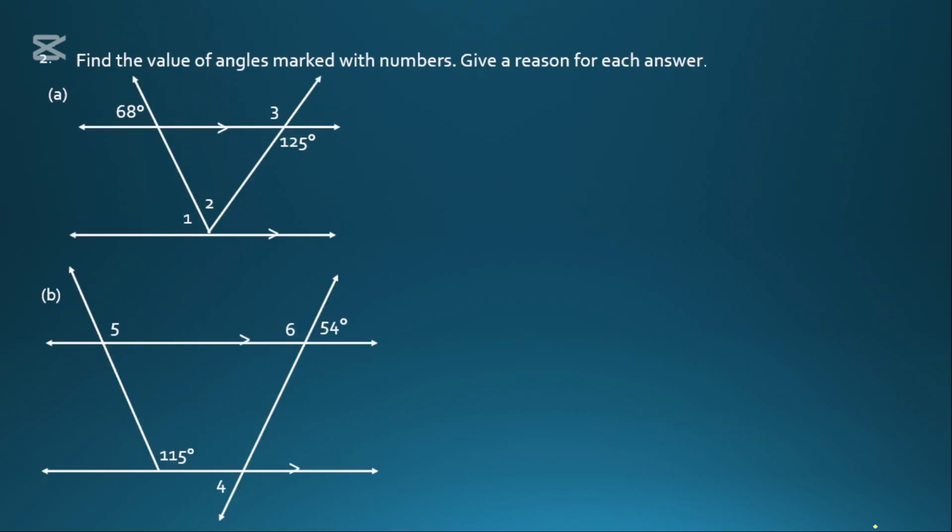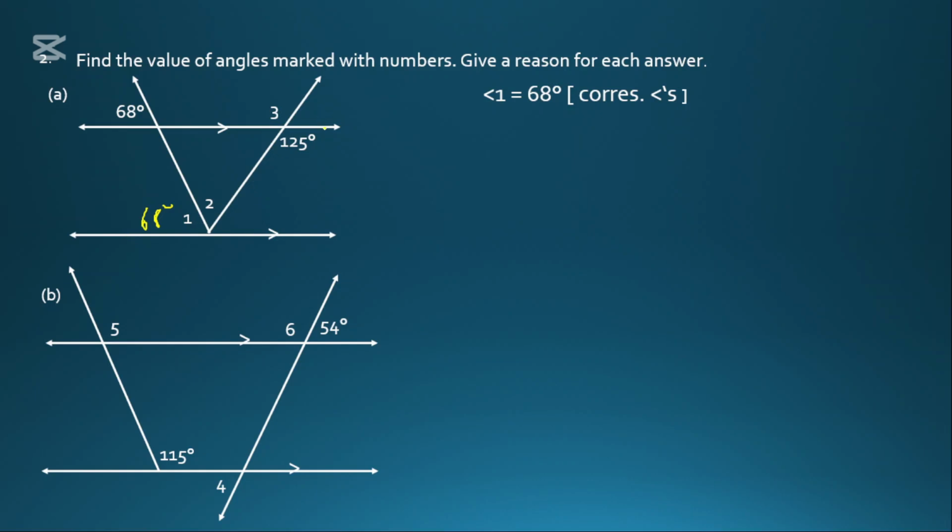Find the values of angles marked with numbers. Give a reason for each answer. So we decide now. 68 and 1, do they form a pair? Yes, corresponding angles. So angle 1 is equal to 68, corresponding angles. So I have it here, 68 degrees. Angle 2 and 125, do they form a pair? No.